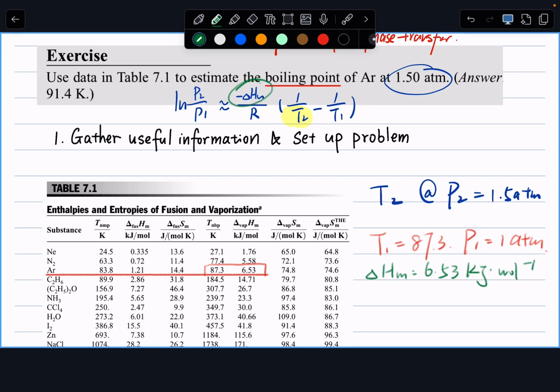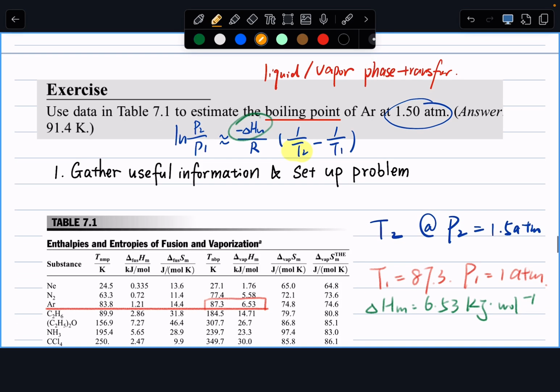Looking at the actual equation, my P2 is 1.5 atm. R is a constant, the gas constant. T2 is what we're solving for. T1 is known, and P1 is also known. So everything else is known, and we just plug in the numbers to solve for T2. Very straightforward. So far, so good?